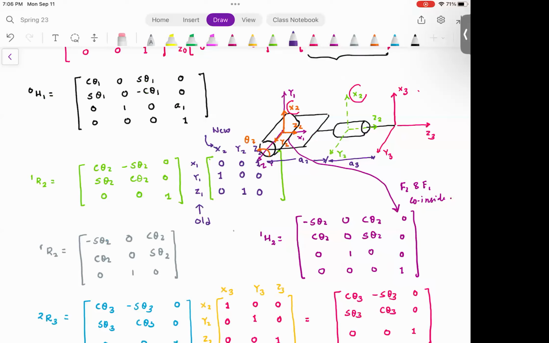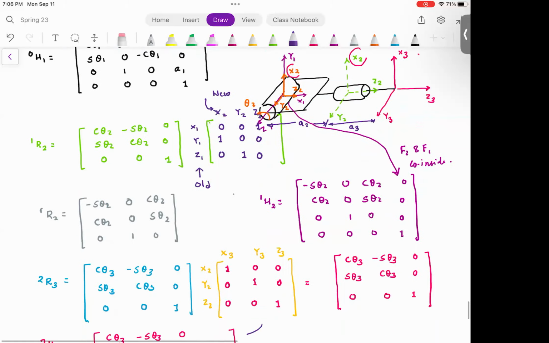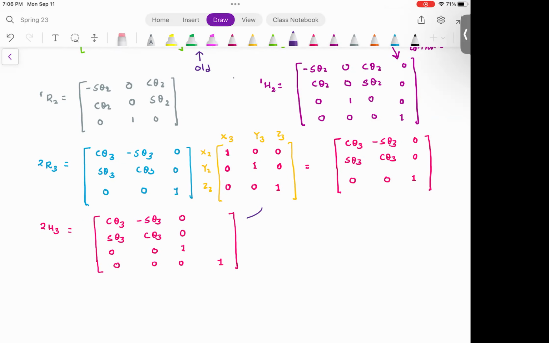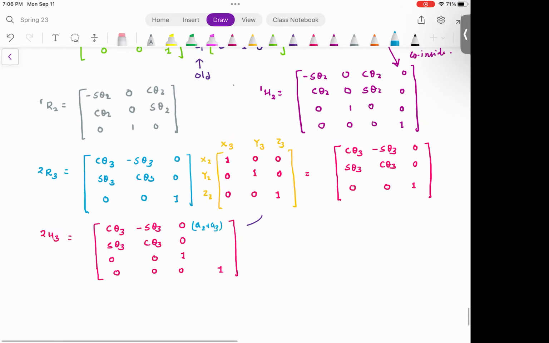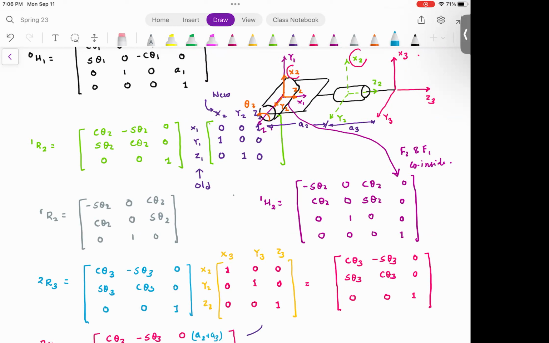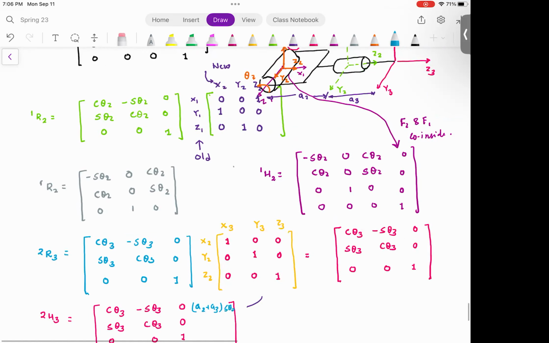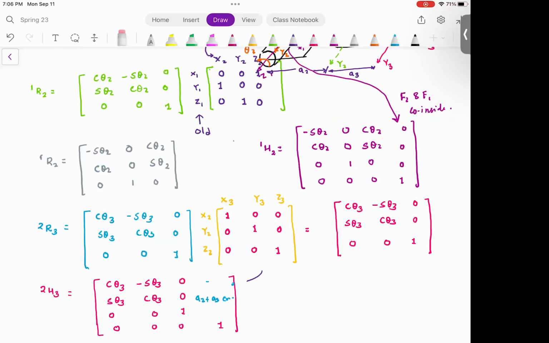And what theta are we looking at? Theta 3. So please understand what I'm saying is, I have two options. One option is right and one option is wrong. Should I say A2 plus A3, maybe if you look at this distance, sine theta 3, A2 plus A3 cosine theta 3, something like that? Or should I say just 0, 0, A2 plus A3?